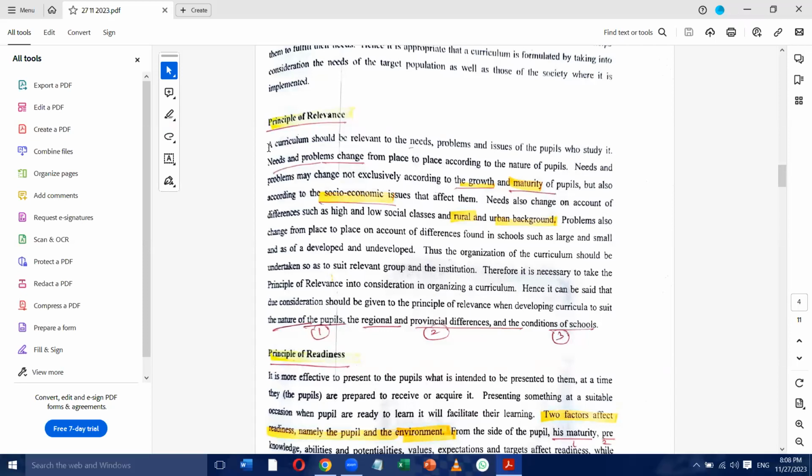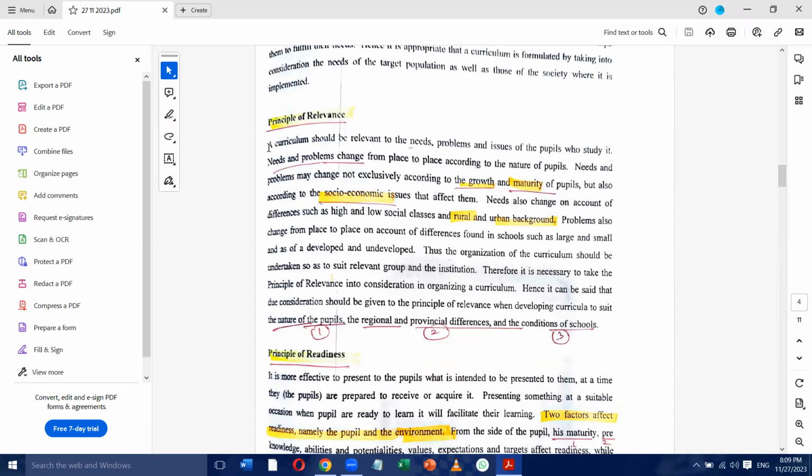Needs also change on account of differences such as high and low social classes, rural and urban background. Because the upper class, or the rural or the urban background, have different tastes and different requirements. So problems also change from place to place on account of differences found in schools, such as large and small, and developed and undeveloped. Thus, the organization of the curriculum should be undertaken so as to suit the relevant group and institution.